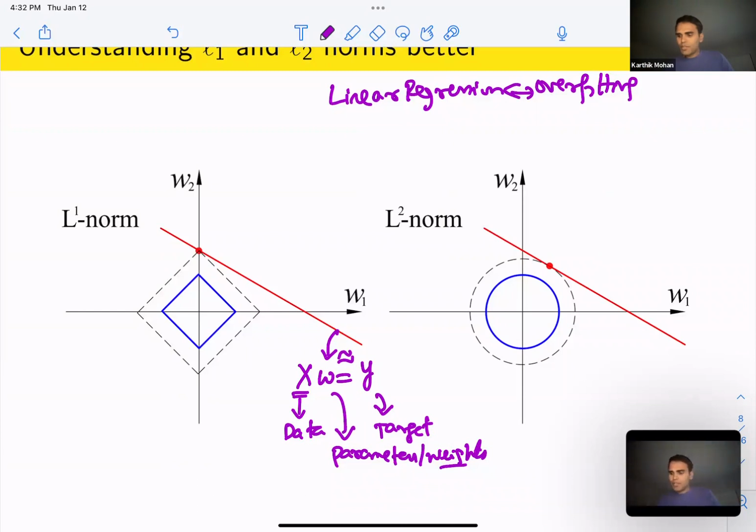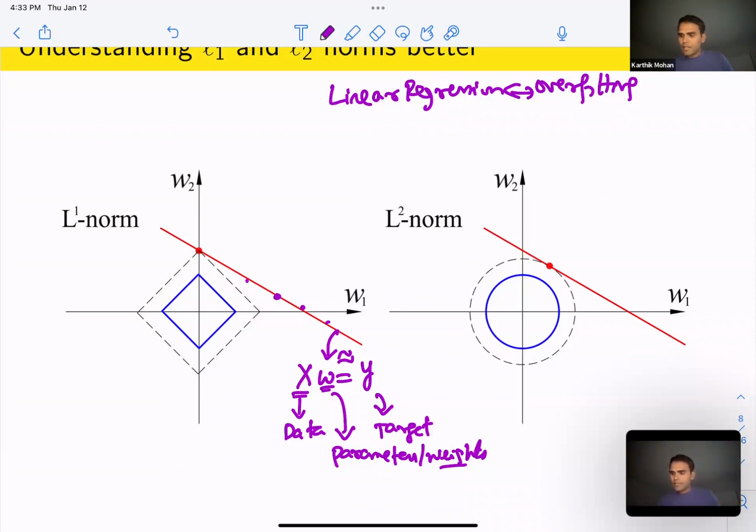So then you are looking at this line here. Any w that satisfies this equation has to fall on this line. Would you agree? So a w that's here or here or here or here will satisfy xw equals y. That's what this line represents. So our solution lies somewhere along this line.